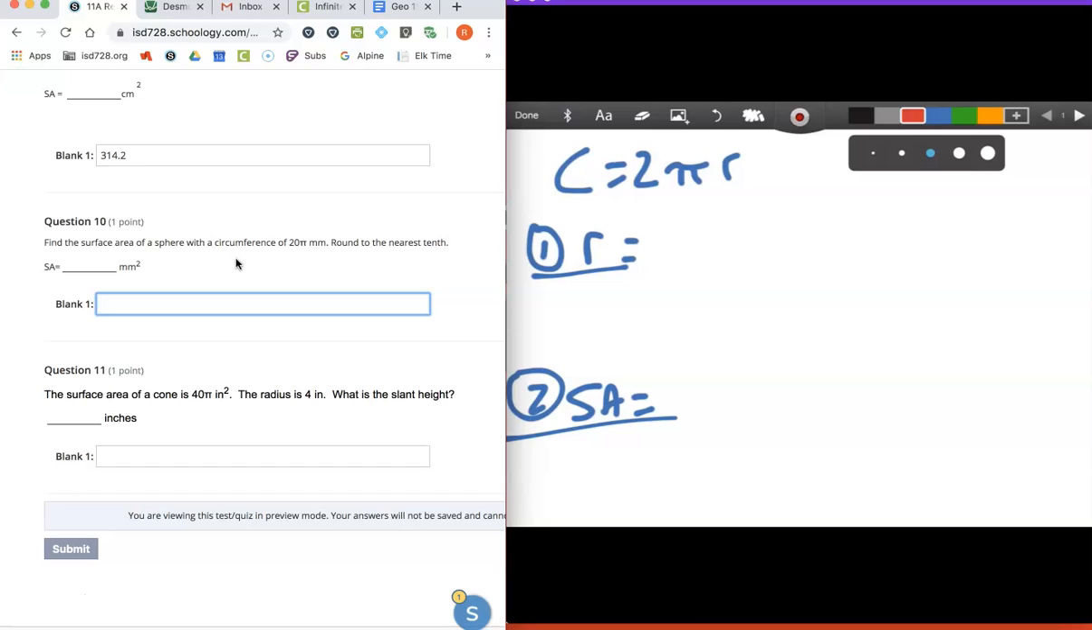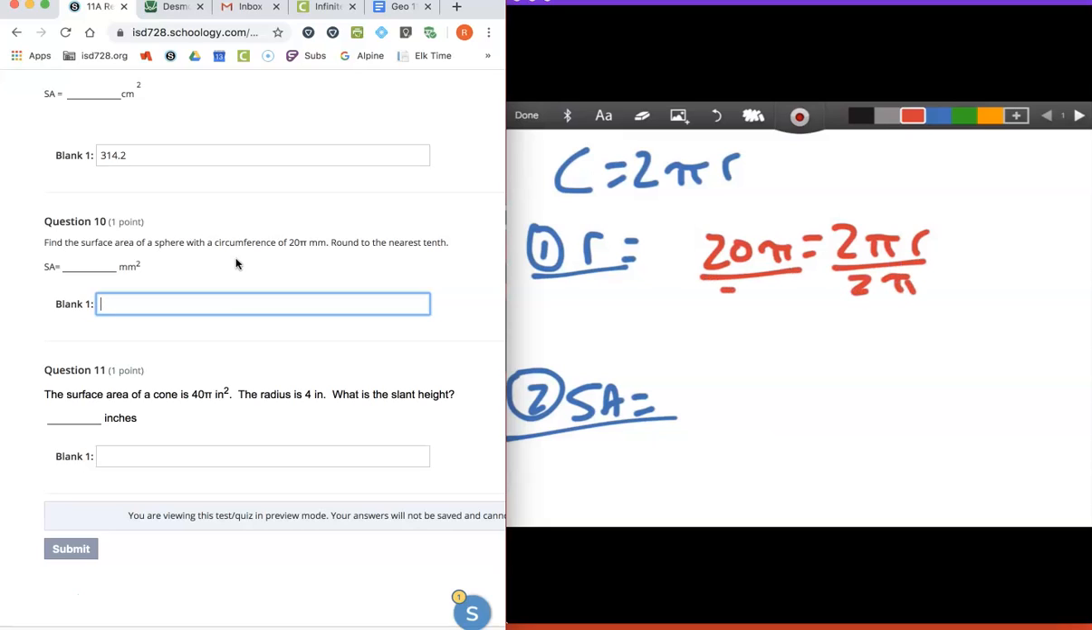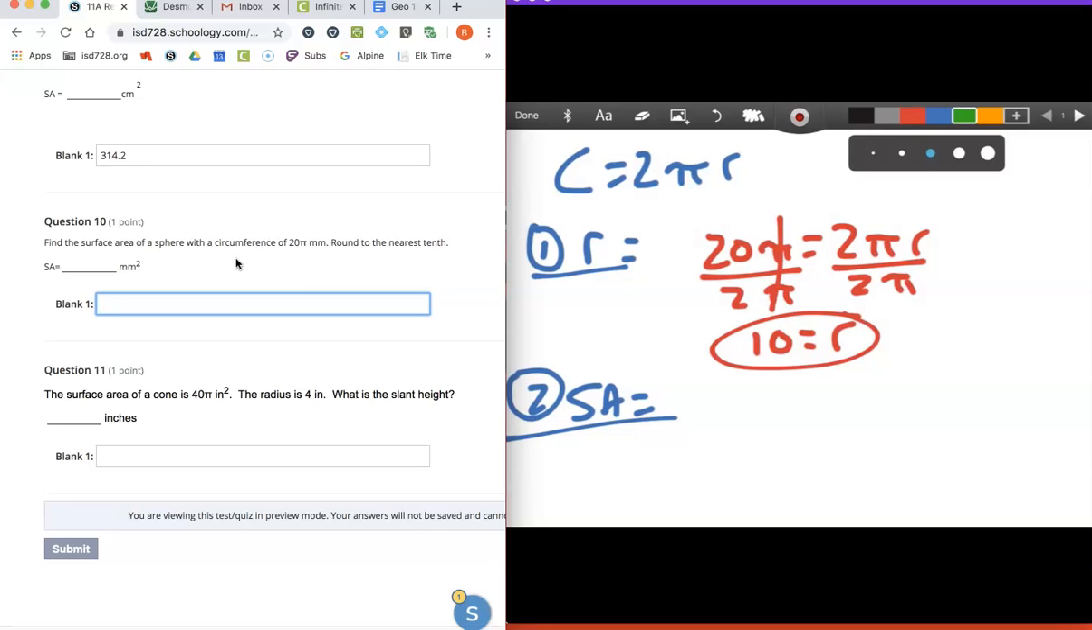So to get r, I'm going to use this formula. The circumference I know is 20 pi. I'm going to set that equal to 2 pi r. So then when I divide by 2 pi to try to get r all by itself here, the pi's are going to cancel. 20 divided by 2 is 10. The radius is 10.